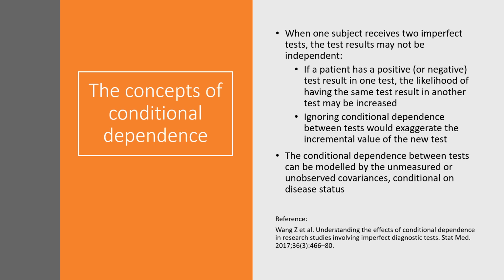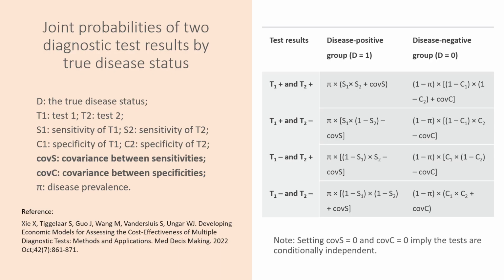The conditional dependence between tests can be modeled by the unmeasured or unobserved covariances, conditional on disease status. The expressions for joint probabilities of two correlated diagnostic test results are given in this table. COV-S denotes covariance between sensitivities, and COV-C denotes covariance between specificities. Ignoring conditional dependence between tests would exaggerate the incremental value of the new test, and accounting for it can potentially lead to different cost-effectiveness results.